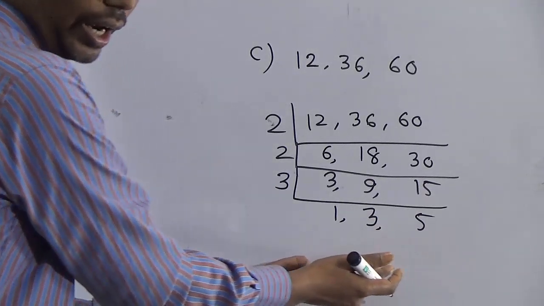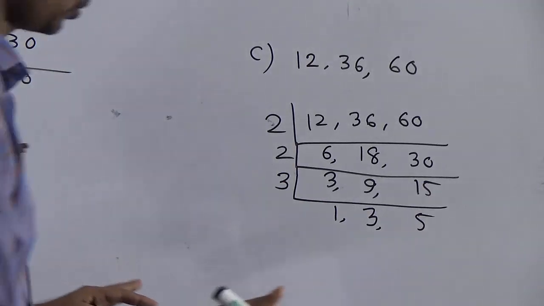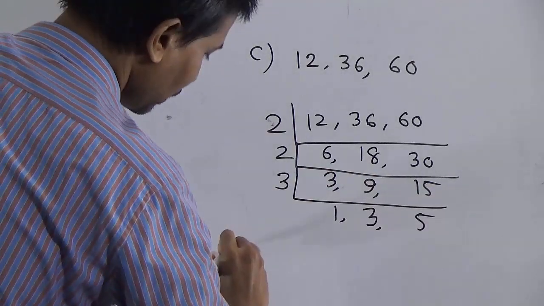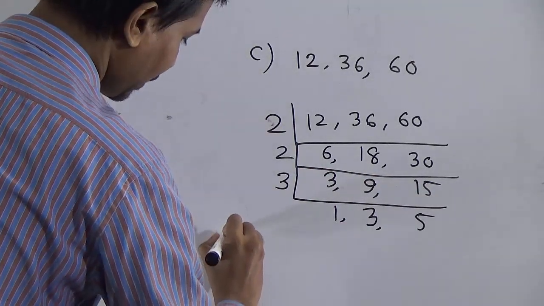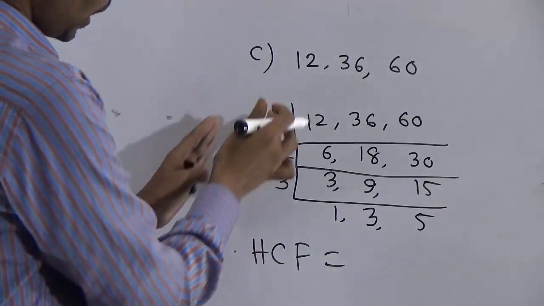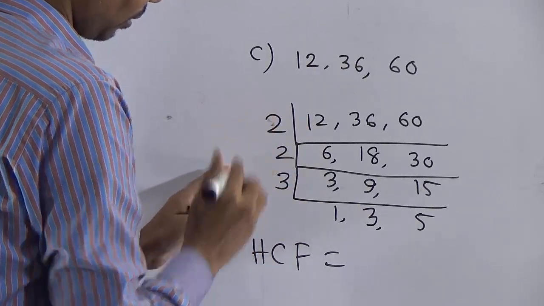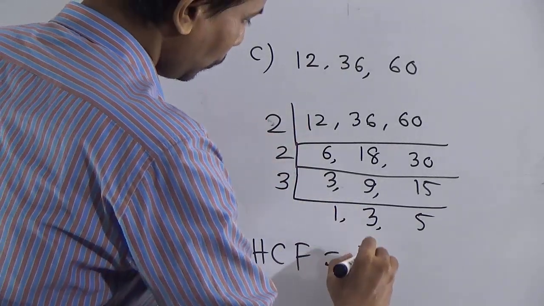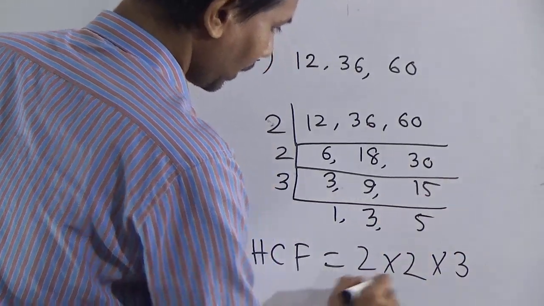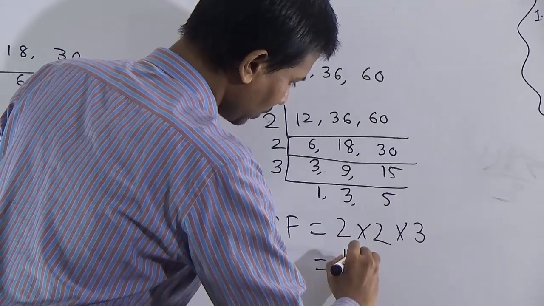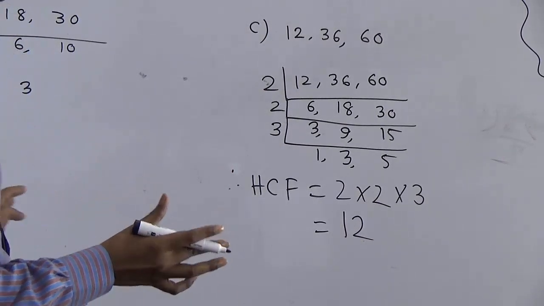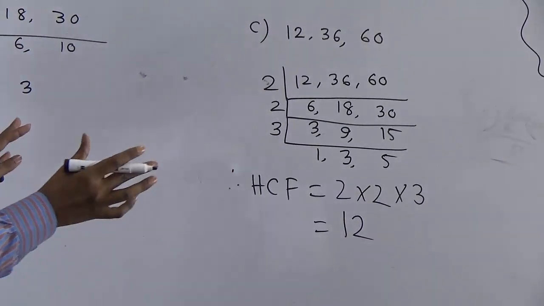There is no common factor here, so we cannot proceed. All the numbers are different. Therefore, we write HCF equal to the left side numbers only. That means 2 into 2 into 3, 2 times 3 is 6, 6 times 2 is 12. Okay, dear student, hope you understood. Like this way, you solve different types of HCF.